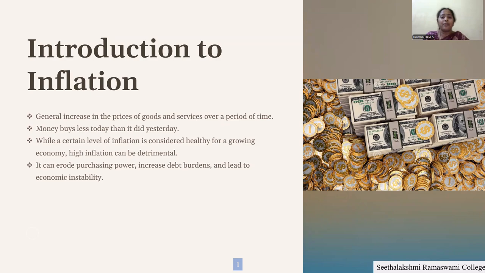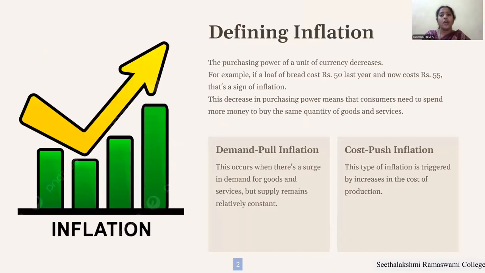While a certain level of inflation is considered healthy for a growing economy, high inflation can be detrimental. It can erode purchasing power, increase debt burdens, and can lead to economic instability. Understanding inflation is crucial for navigating personal finances, investing wisely, and making informed economic decisions.